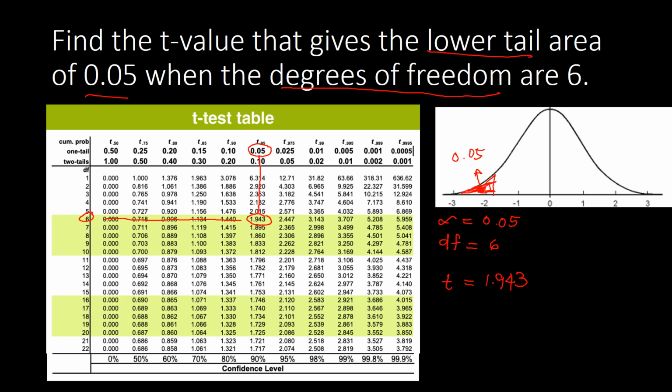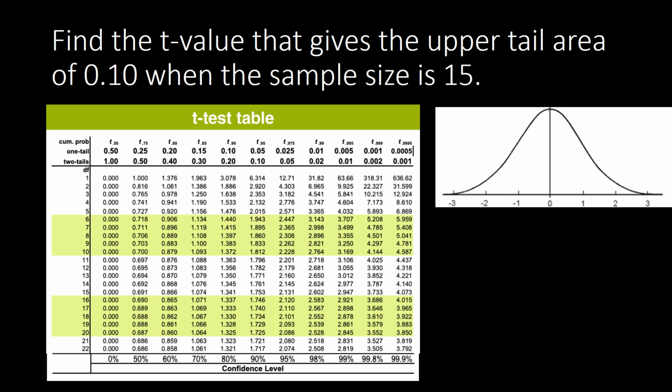But since this is lower tail, everybody, please take note of that one. Lower tail, left tail, that is with the negative sign. So without the negativity in there, that's automatically wrong. So please take note of that one. So that means to say this is negative 1.943. I hope that's clear.